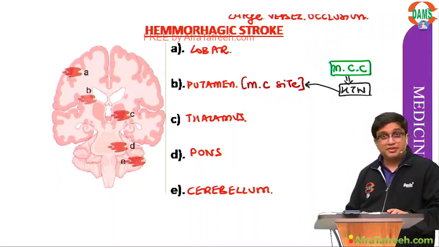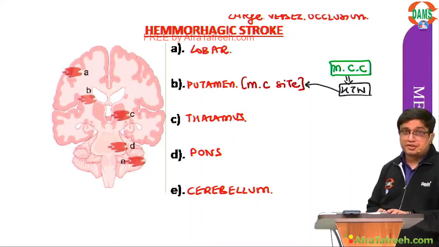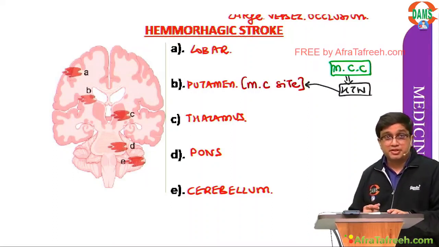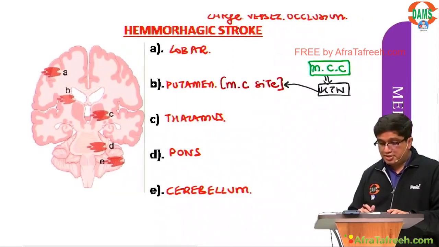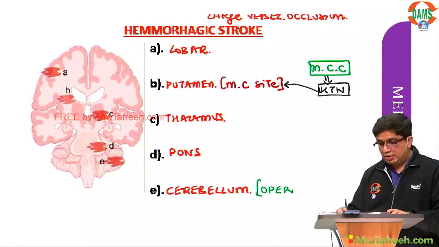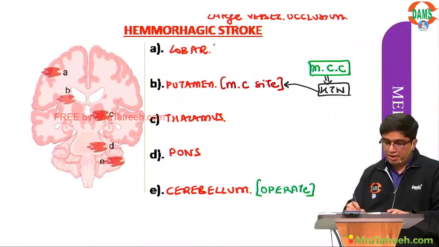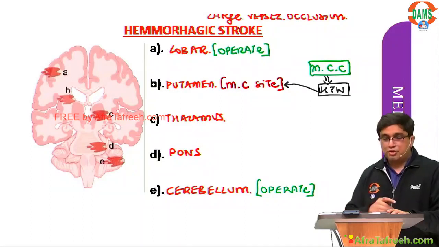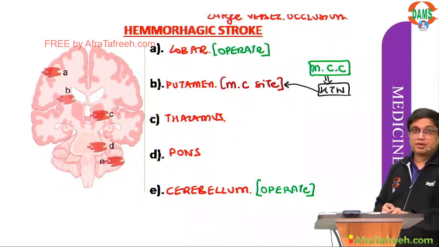Out of all the sites that we have, the operable site in which you can operate and take out the blood internally from the brain is in the cerebellum and the lobar hemorrhage. You operate on cerebellar bleed and you operate only on the lobar hemorrhage. The rest of the patients that you always manage is conservative. Okay.